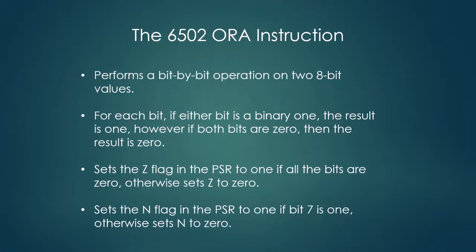The 6502 ORA instruction performs an inclusive OR on two 8-bit values. For each bit, if either bit is a binary 1, the result will be 1. However, if both bits are 0, then the result is 0. This operation sets the Z flag in the PSR to 1 if all the bits are 0. Otherwise, the Z flag is cleared. And this operation sets the N flag in the PSR to 1 if bit 7 is 1. Otherwise, N is set to 0.